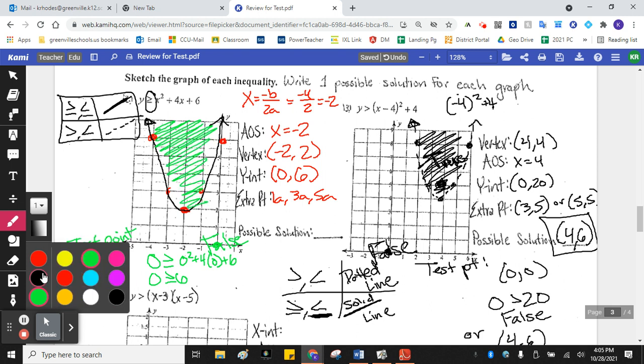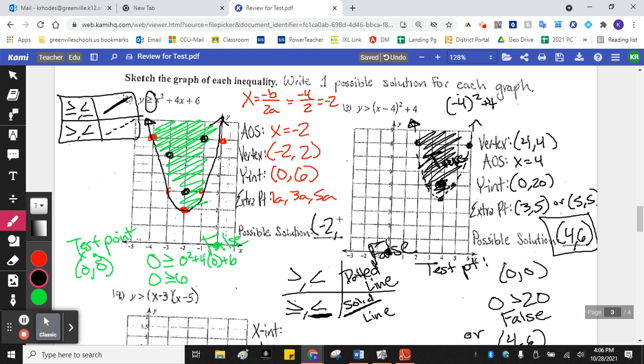So when it says possible solutions, you just want to choose a point inside your parabola. So I'm going to just choose -2, 3. And if you want to check it, you're more than welcome to. -2, 3. So x is -2, y is 3. So 3 is greater than or equal to -2 squared plus 4 times -2 plus 6. Do you have to do this? No. Does it make you happy to know your answer is right? I hope so. 4 minus 8 is -4 plus 6 is +2. 3 is greater than or equal to 2. True. So we got true inside, so we know we shade it correctly.